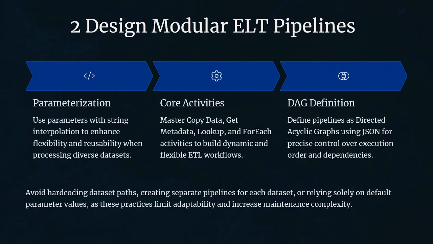Define your pipelines as DAGs, or directed acyclic graphs, using JSON. This gives you precise control over execution order and dependencies, ensuring your workflows run smoothly. Avoid hard-coding dataset paths, creating separate pipelines for each dataset, or relying only on default parameter values. These practices reduce flexibility and make maintenance much harder.